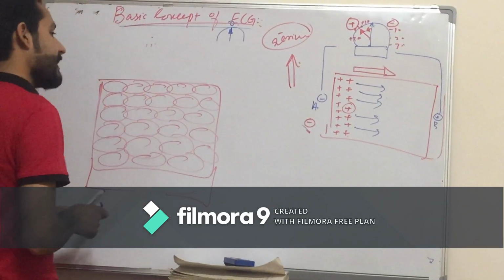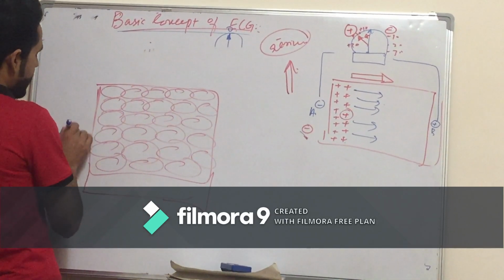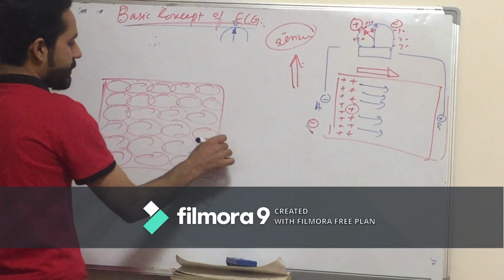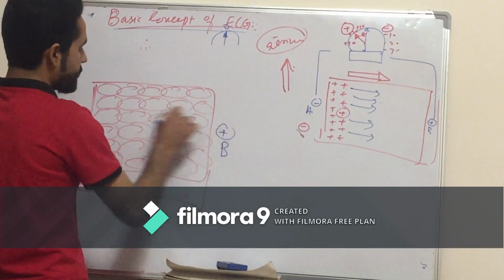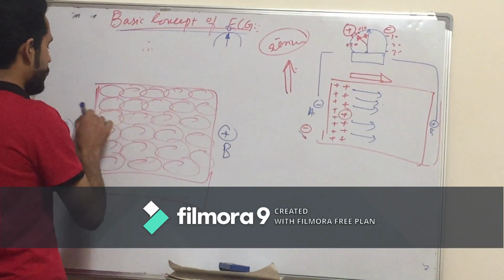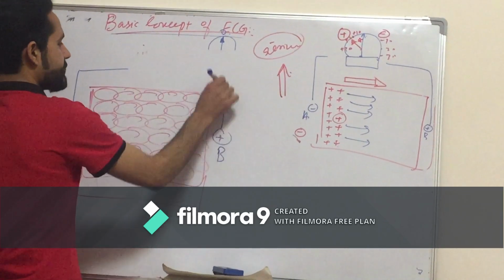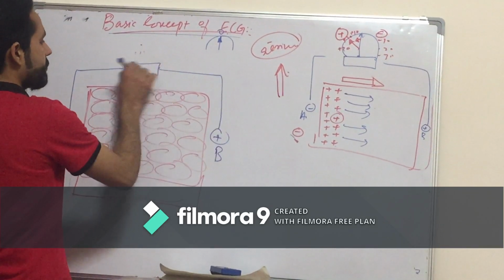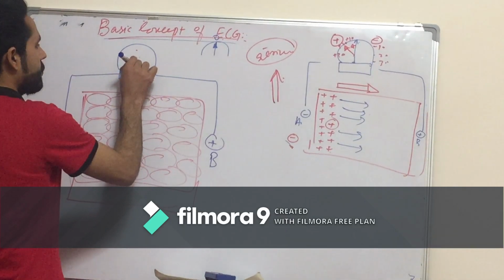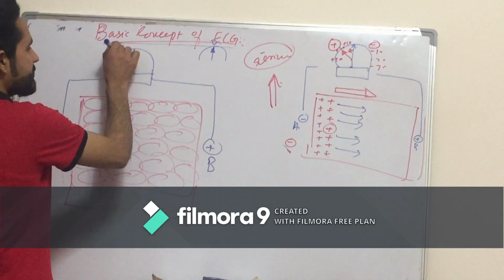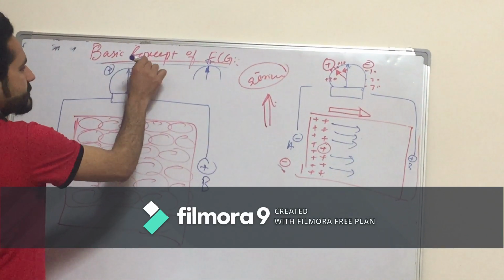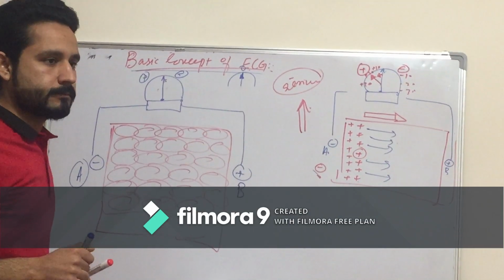Now suppose the same type of cell is connected to the galvanometer. This is the B end, which is positive, and this is the A end, which is negative. These are connected with a galvanometer. This is the positive end, this is the negative end.